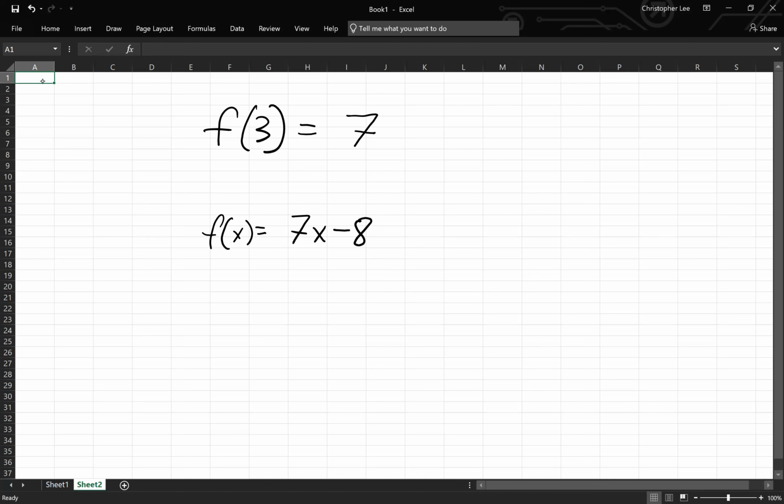You're gonna write down the 7, but instead of the X, you're gonna plug in the number there, 3, and then the -8, just like that. And then just do the multiplication, yeah. So then that's 13. Same thing. Like if it was like f of 100.